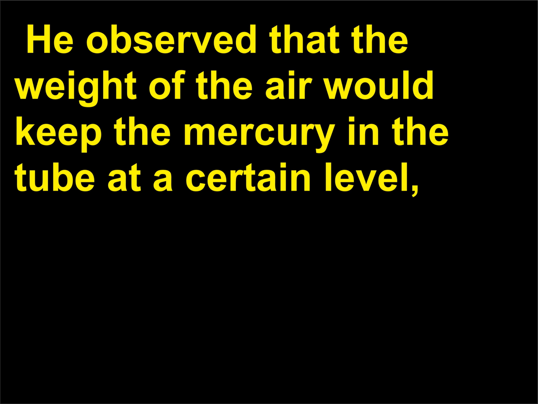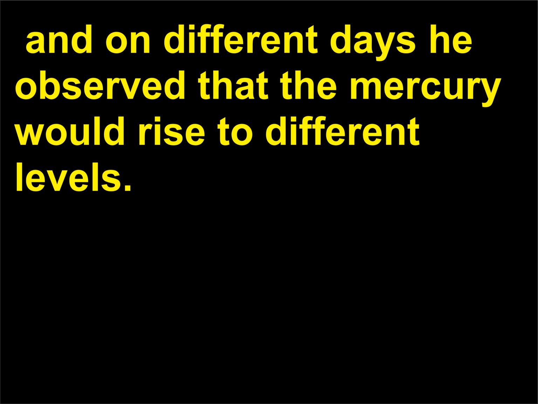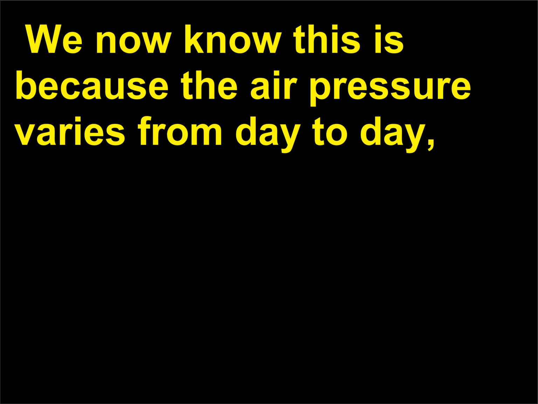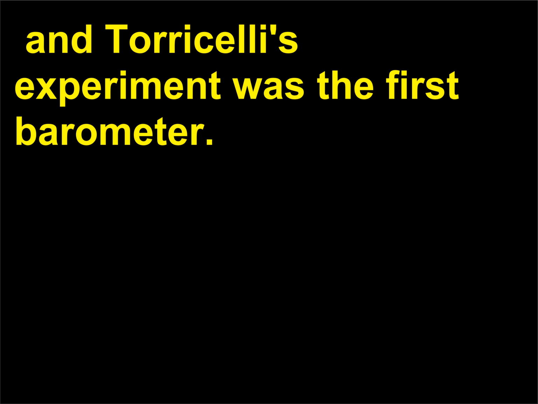He observed that the weight of the air would keep the mercury in the tube at a certain level. And on different days he observed that the mercury would rise to different levels. We now know this is because the air pressure varies from day to day. And Torricelli's experiment was the first barometer.